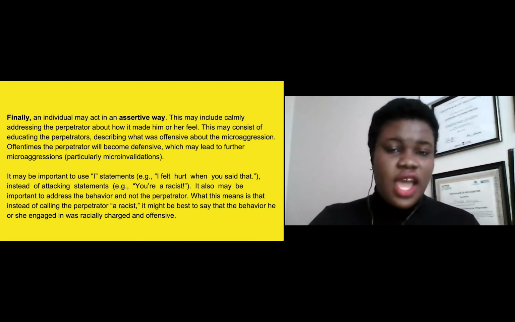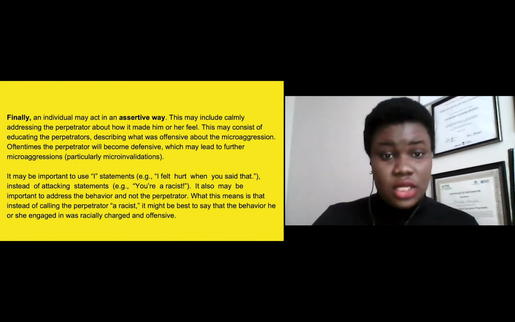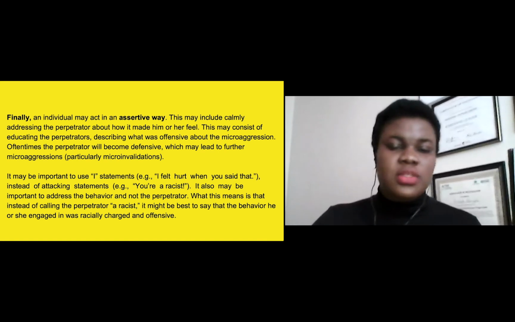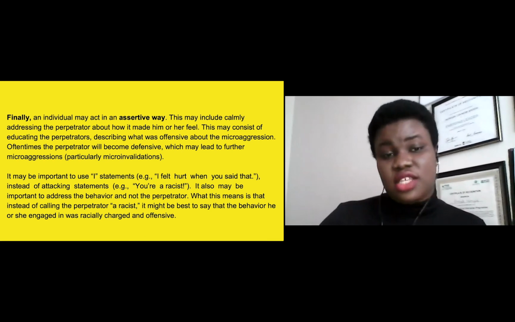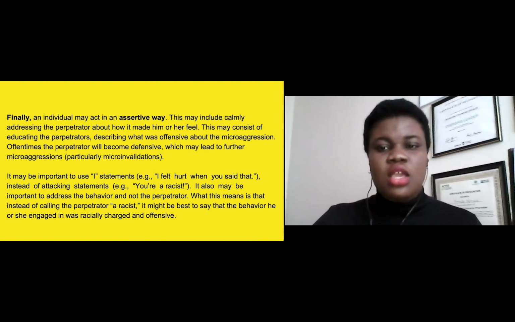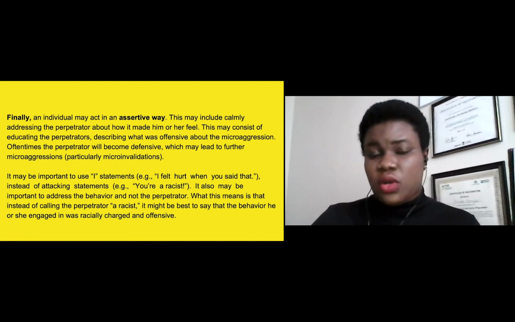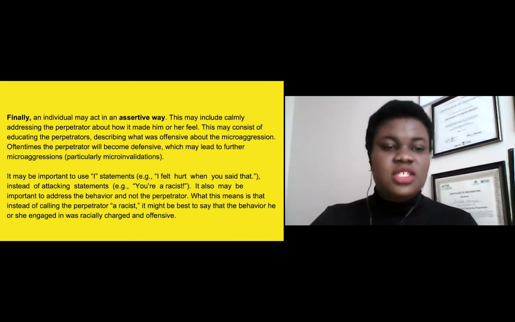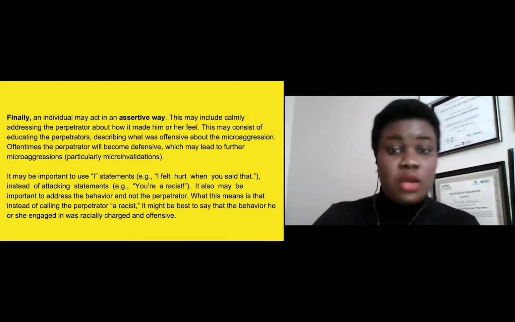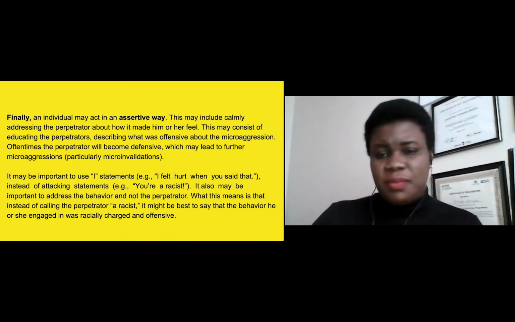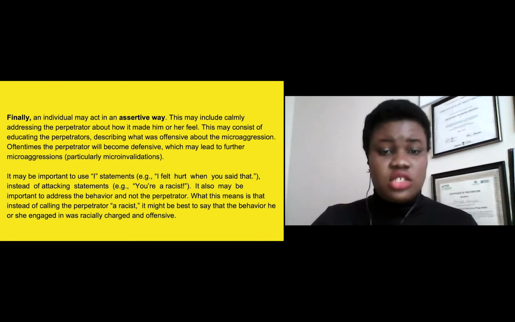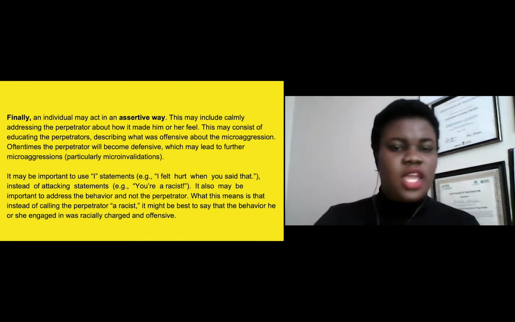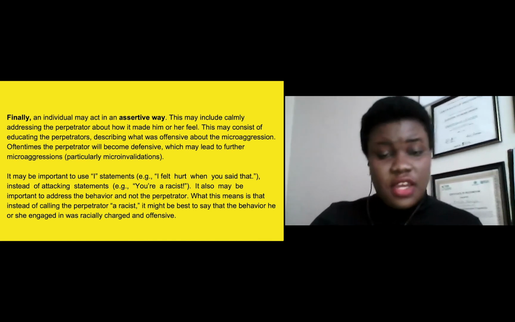So use the I statement, which shows that you are asserting how you feel and how you don't want that microaggression to keep happening next time. So always have it in mind that it is better to use I statements instead of attacking statements. It also may be important to address the behavior and not the microaggressor. What this means is that instead of calling the microaggressor a racist or a sexist, it might be best to say that the behavior that the person engaged in was racially charged or offensive, or was a sexist comment, a sexist behavior, and you find it very, very offensive.